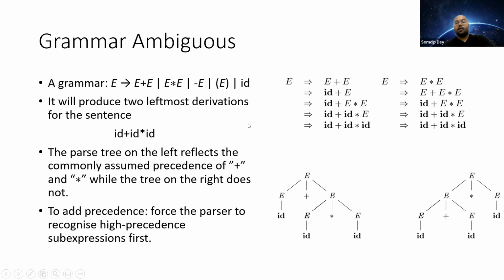So let's take the example that you have a grammar. Remember, last week we also learned EBNF, extended Backus-Naur form. So this is the EBNF representation of the grammar, where E produces E plus E, or E star E minus E, or E within brackets, or ID. So these are the production rules provided as part of the grammar.